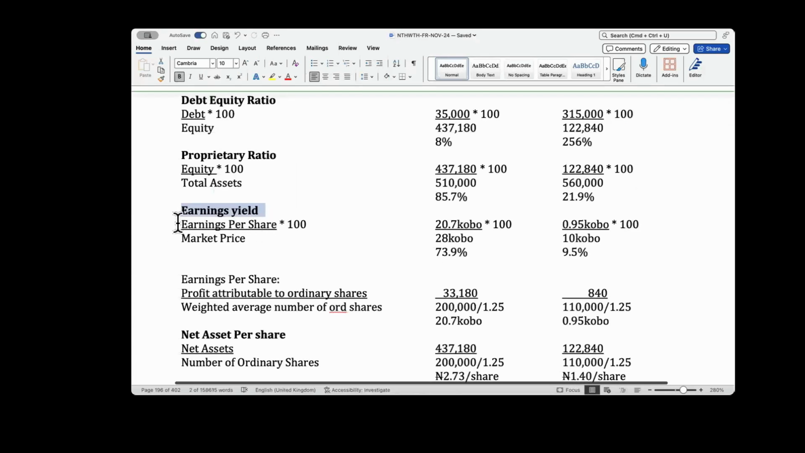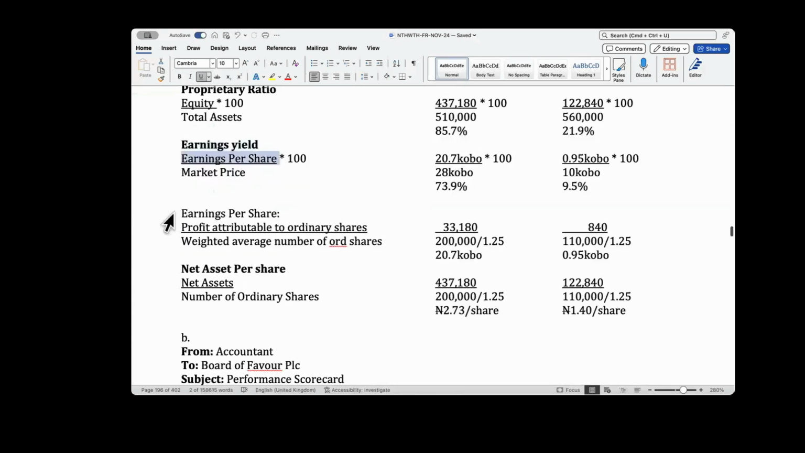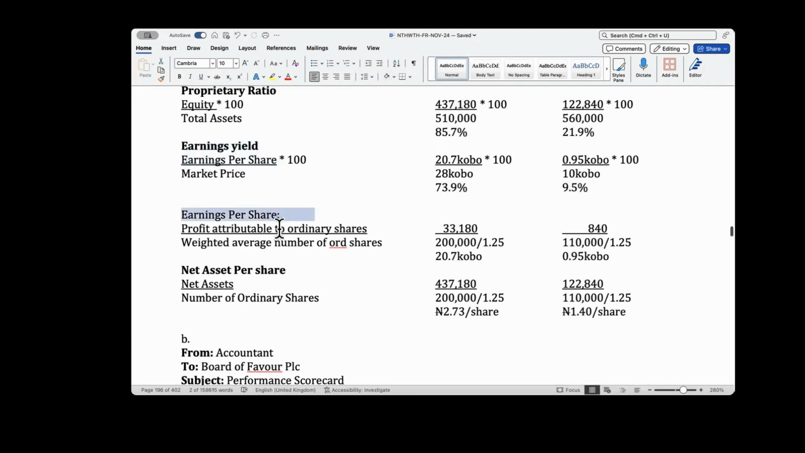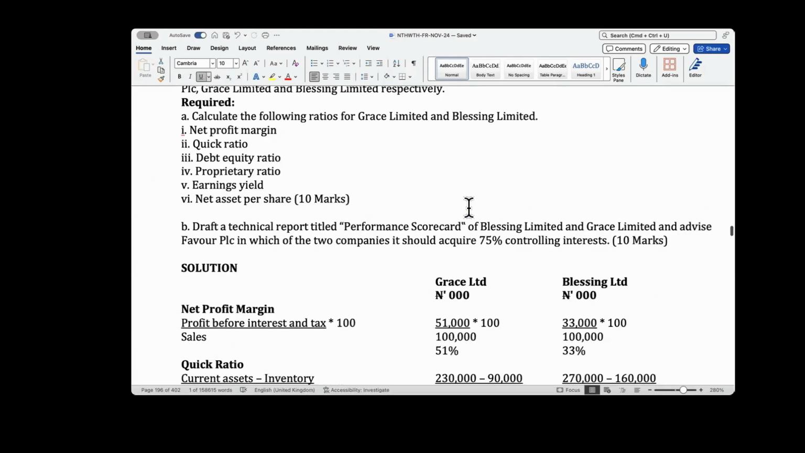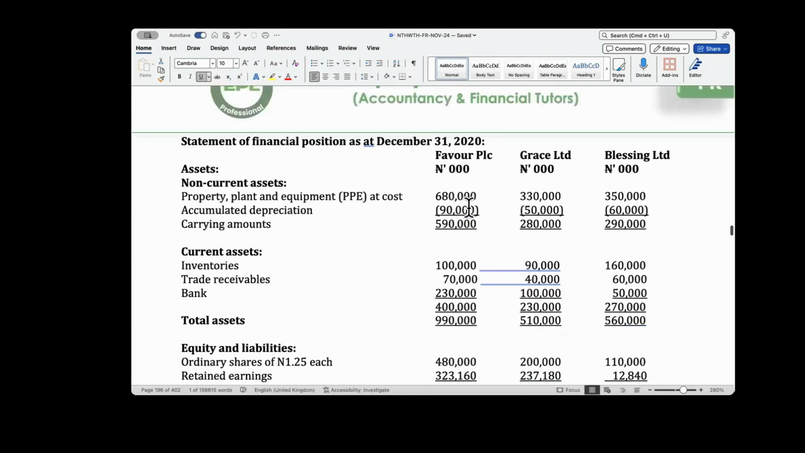Unfortunately, this question didn't give us EPS, so we have to compute EPS. And EPS is profit attributable to ordinary shares over weighted average number of shares. The profit attributable to ordinary shares is profit for the year. And this guy was nice. He gave you profit attributable to ordinary shares.